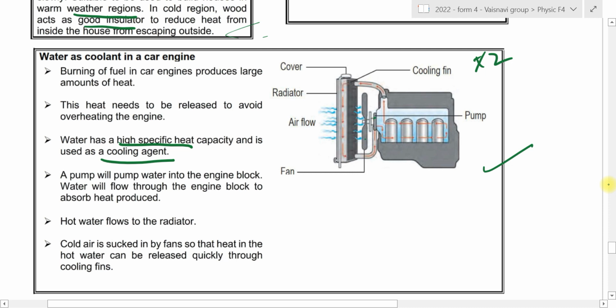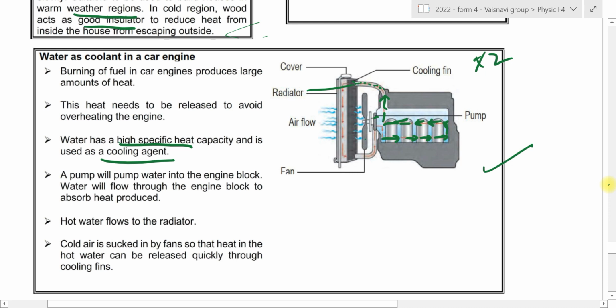Okay, pump dekat sini ya. Dia akan masuk dalam engine block dekat sini semua. Masa dia masuk, dia absorb the heat dan dia keluar balik lah. Keluar balik dekat sini. Maksudnya the heat energy is very hot. The hot air comes here. At here we have a cooling fan. Hot air tu akan release lah.